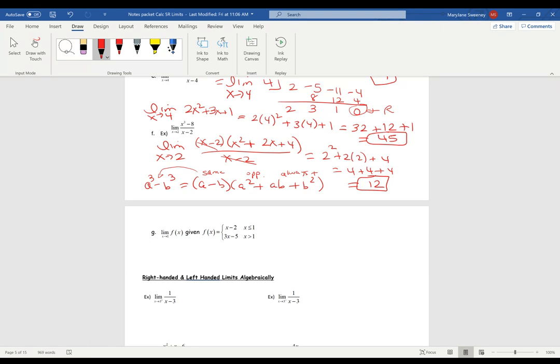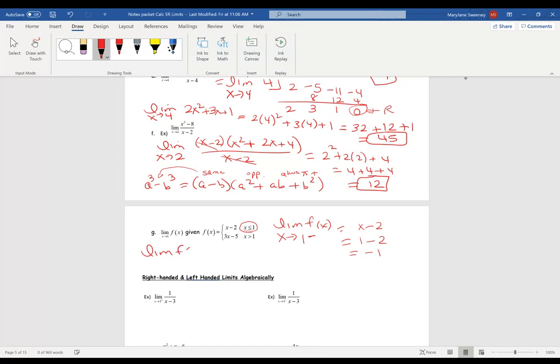Okay, so the next one gives me a piecewise function. I do not have to graph this. All I have to do is think, okay, what's the limit of the f of x function as x approaches 1 from the left? Well, 1 from the left would be here, right? Less than or equal to 1 is to the left of 1. So I would plug into that x minus 2 and do 1 minus 2, negative 1.